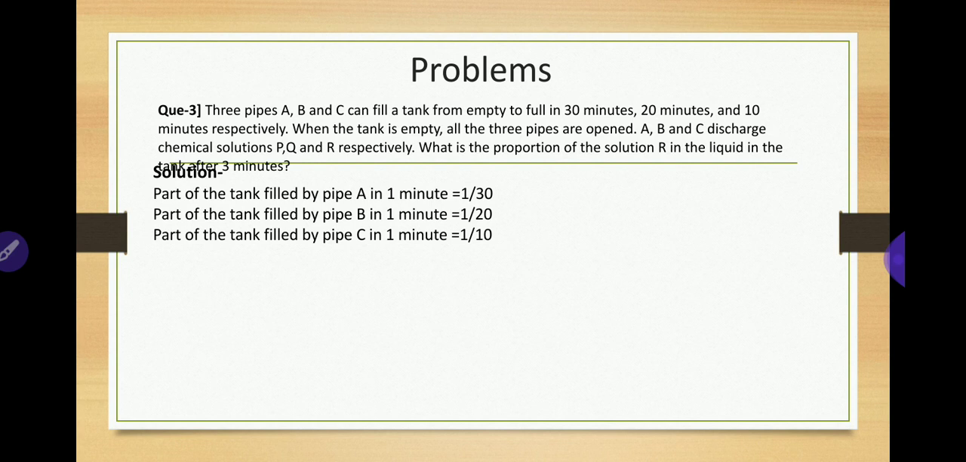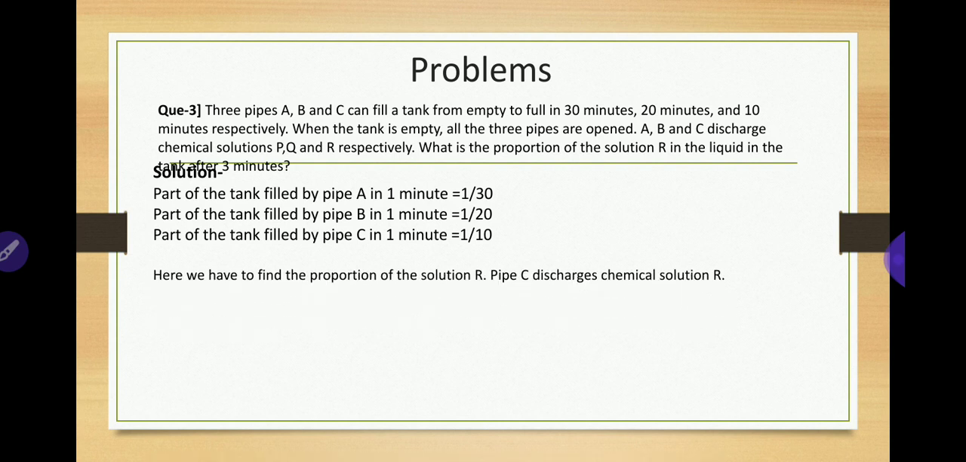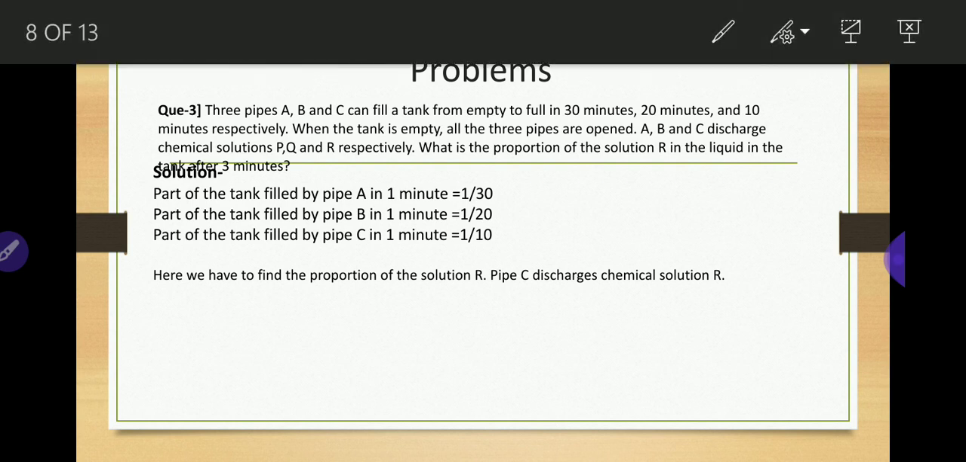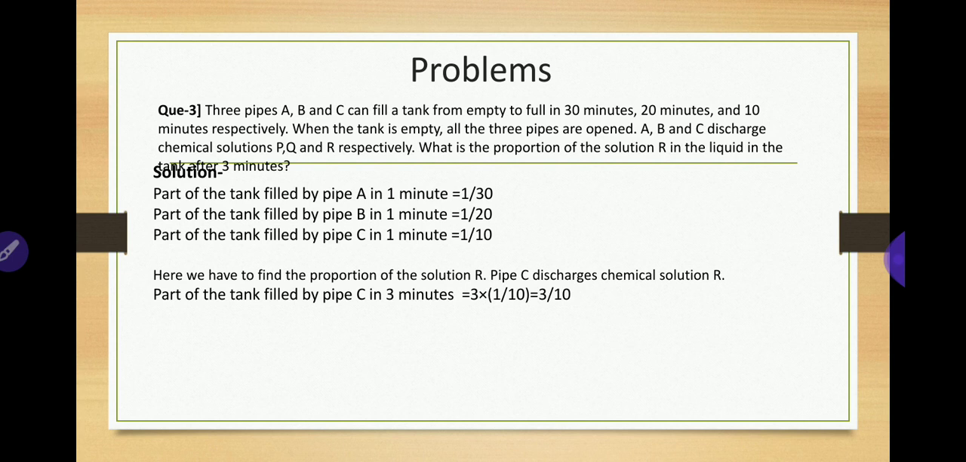So we have been asked to find the proportion of R. Therefore, we will first find the part of the tank which is filled by pipe C in 3 minutes. The capacity of pipe C is 1 upon 10. In 3 minutes, it can fill 3 into 1 upon 10, which will be 3 by 10. This is the capacity of pipe C in 3 minutes.